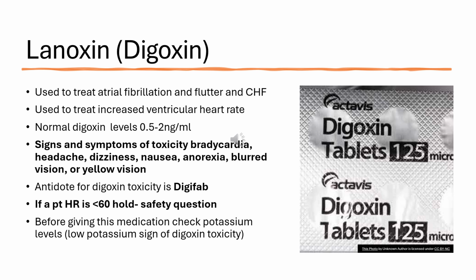the heart pumps blood. First, remember that the normal digoxin level in the blood is between 0.5 and 2 nanograms per milliliter. Too much or too little can cause problems.